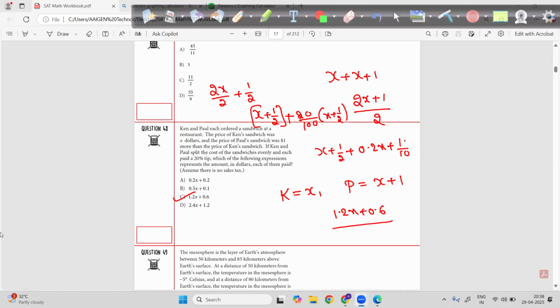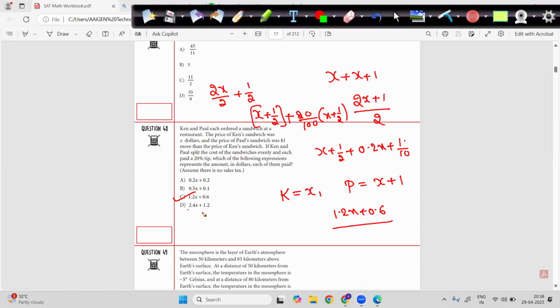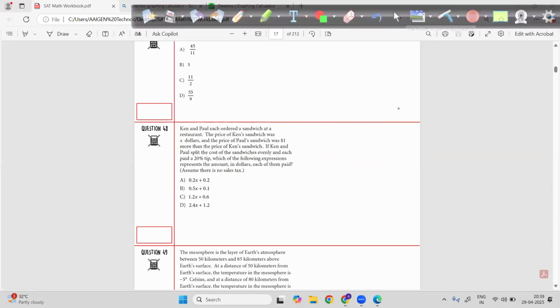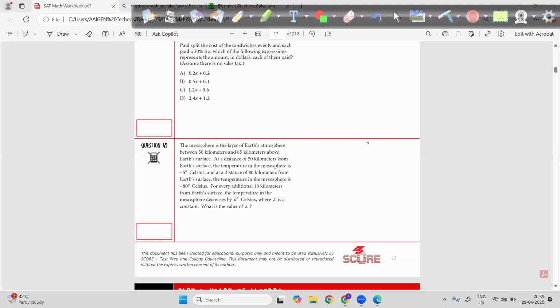C, not D. C is the answer. I did it on the board. If you want me to explain, I can explain it again. This is the total cost. They're asking how much each of them paid. Who got D? They need to divide it by 2 because they're asking how much each of them paid. 2.4x divided by 2 is 1.2x. 1.2 divided by 2 is 0.6. So each of them paid 1.2x plus 0.6.